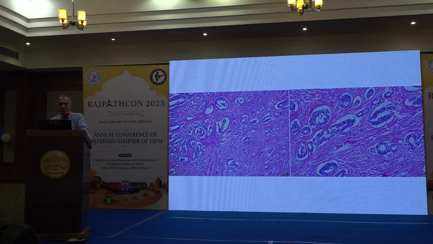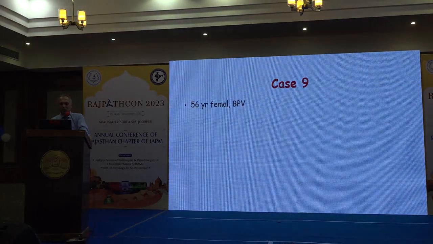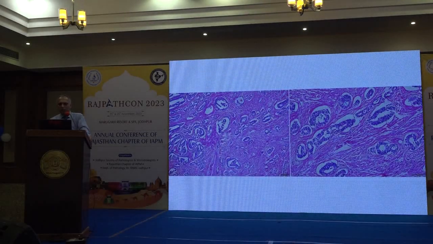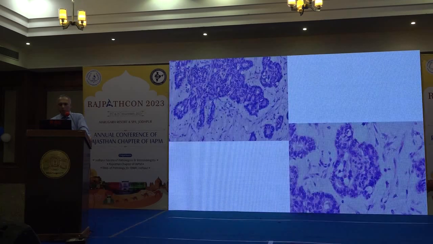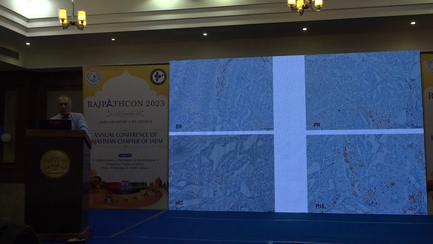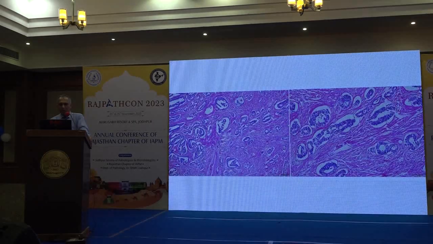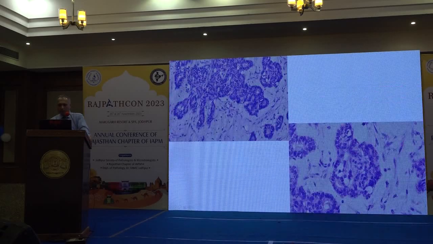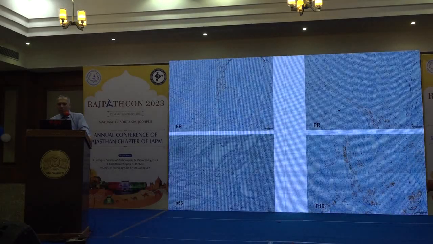Now this is another carcinoma. Look at this. This was a 56-year-old female. They're showing well-formed glands infiltrating deeply into the myometrium. Everywhere you don't see any solid areas. There is some eosinophilic secretions present. You can see over here at the top, middle. And these are ER/PR negative despite such well differentiated glands.